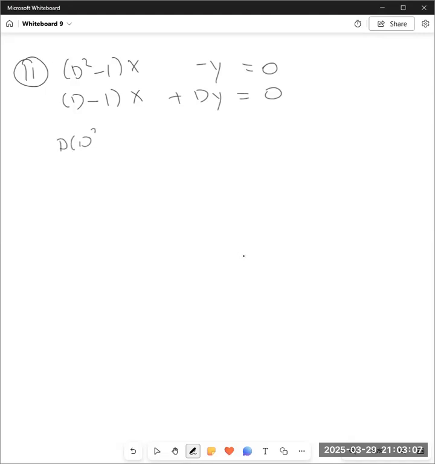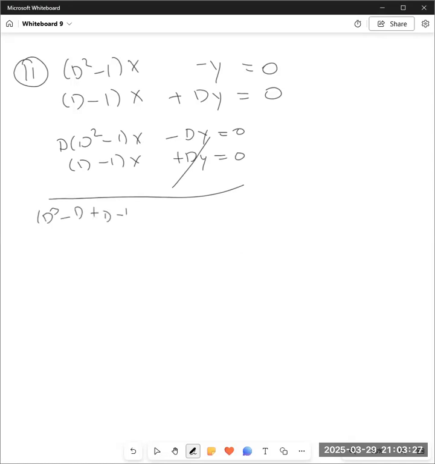D times d squared minus 1 x minus dy equals 0. D minus 1 x plus dy equals 0. It's going to be d cubed minus d plus d minus 1 x equals 0.